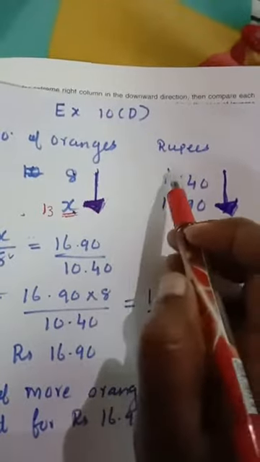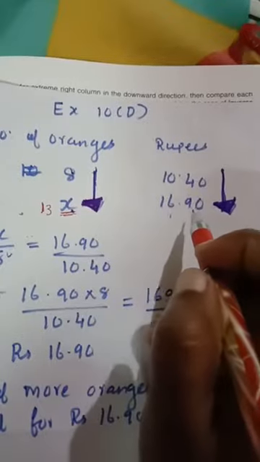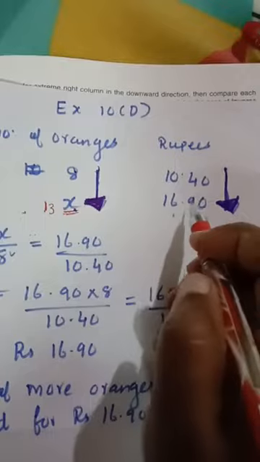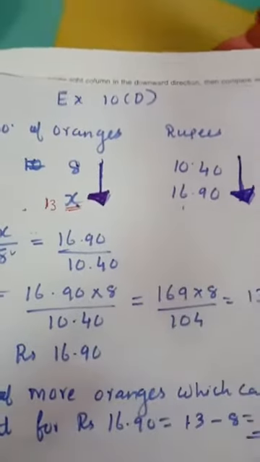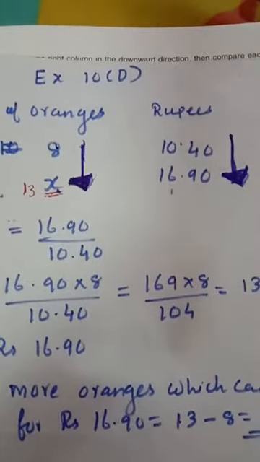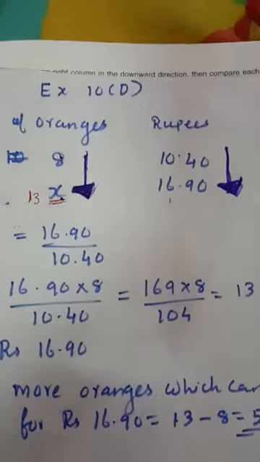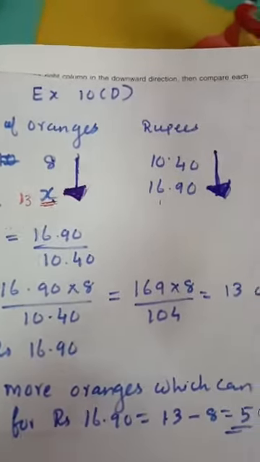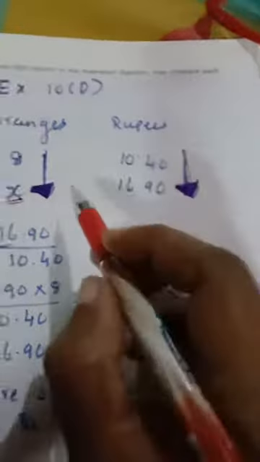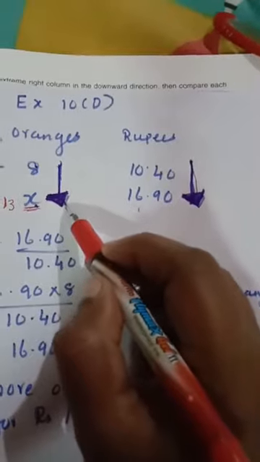See, one quantity for 10.40, 8 oranges. If it is 16.90, we can purchase more oranges. So less amount, less oranges. More amount, more oranges. It is direct. One quantity is increasing, the other is also increasing. If one quantity is decreasing, the other is also decreasing. So direct variation. So this arrow is also downward, same as the direction of this arrow.